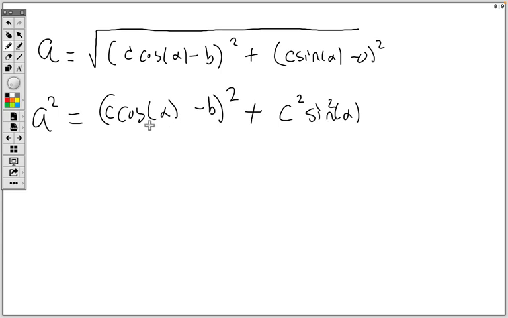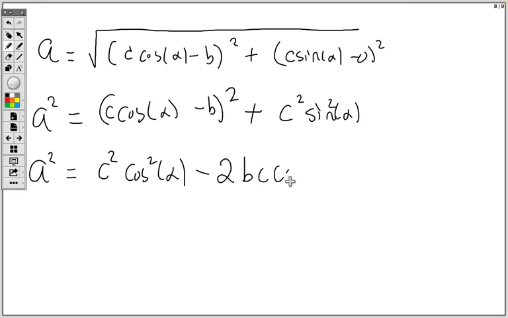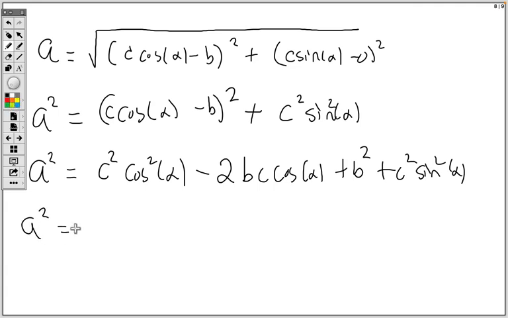Here, when we go to multiply this out, we would be FOILing it out, so I'd have c cosine alpha times itself, so c squared cosine squared alpha. We'd have minus bc cosine alpha, and then we'd get another one of those, so minus 2bc cosine alpha, and then plus the b squared. So we're actually almost home, right? We're actually almost home. Let's rearrange things.